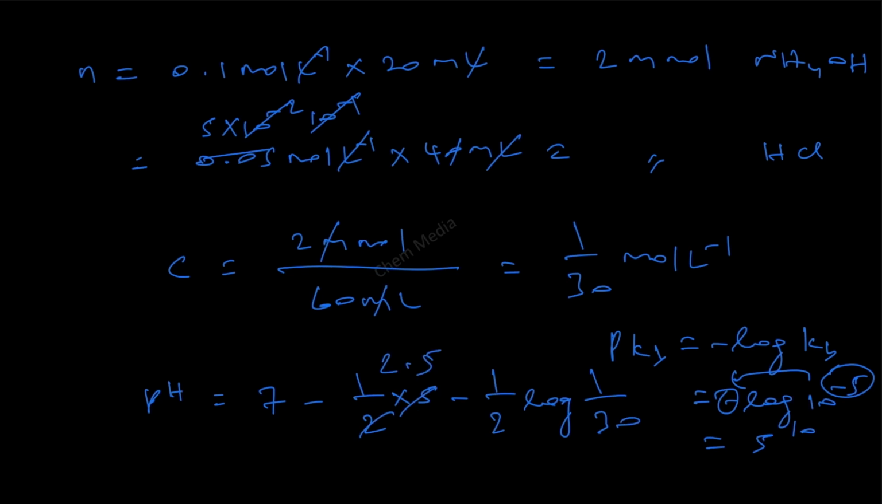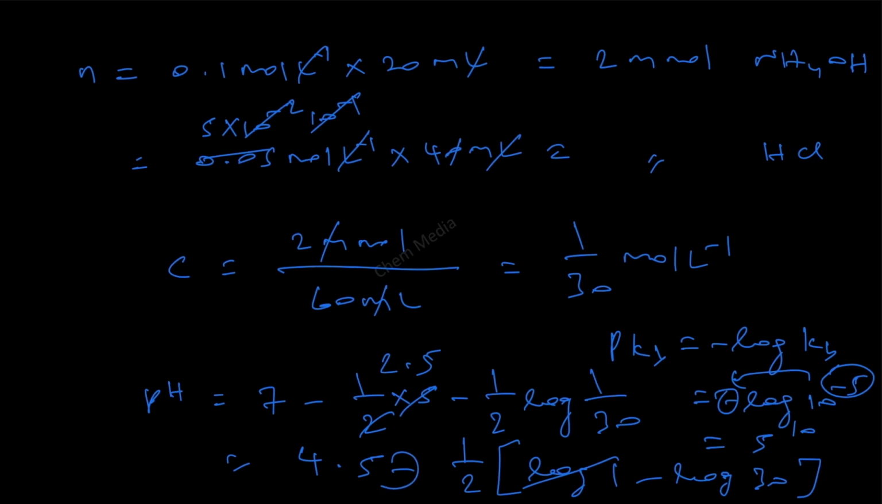So this is 2.5 here. So 7 minus 2.5, so 4.5 minus half, and then log 1 minus log 30, because log A by B is equal to log A minus log B. Log 1 is 0 and minus into minus will become plus. So, therefore, pH is equal to 4.5 plus half log 30.